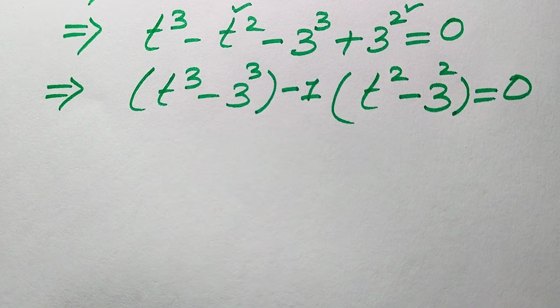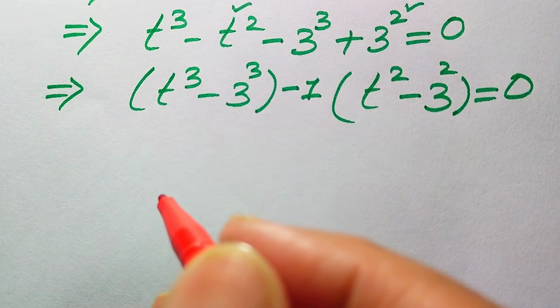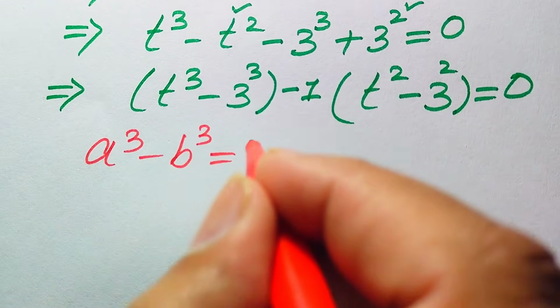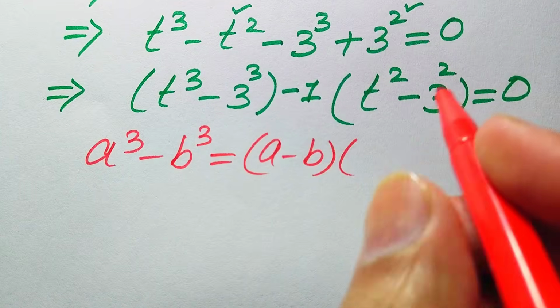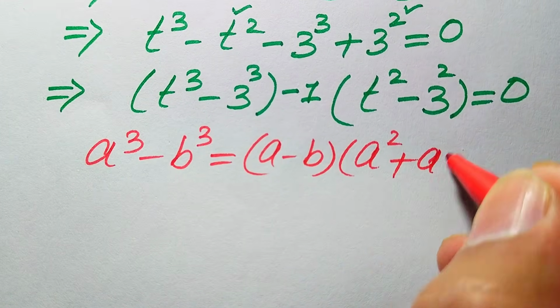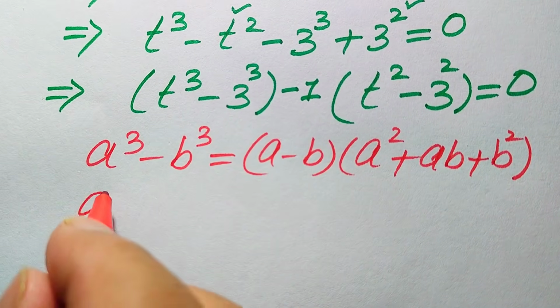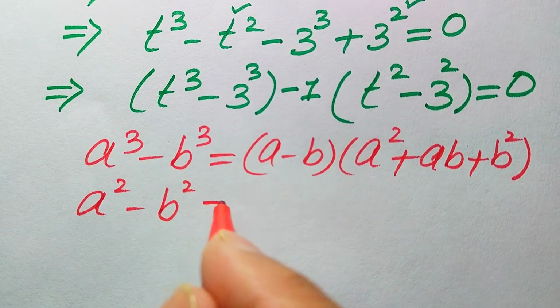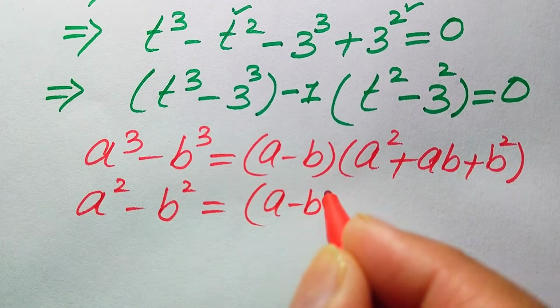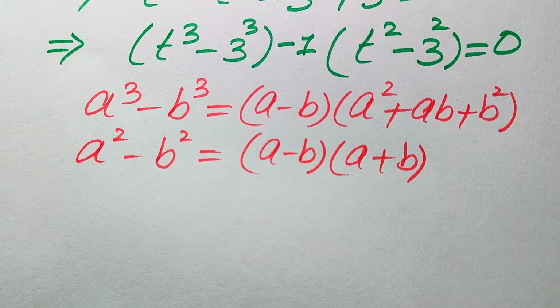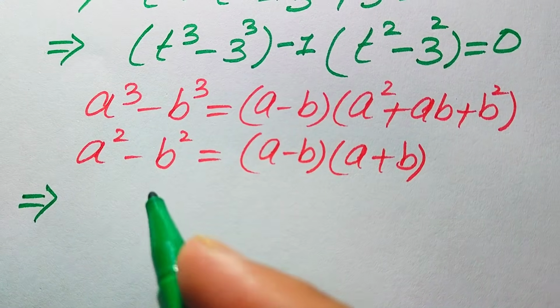And now in the next step, we need more simplifications. We need two nice formulas. The first formula is a cubed minus b cubed is equal to a minus b times a square plus ab plus b square. We apply this cubic formula on this factor, and secondly we apply this nice formula, a square minus b square is equal to a minus b times a plus b. So we need these two formulas. According to these two formulas, we write our above equation in this form.